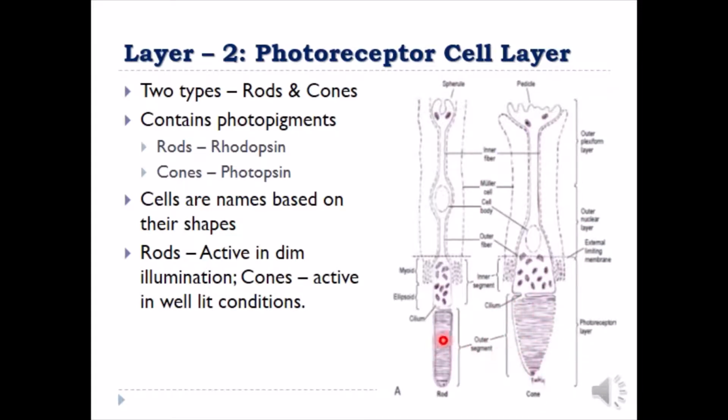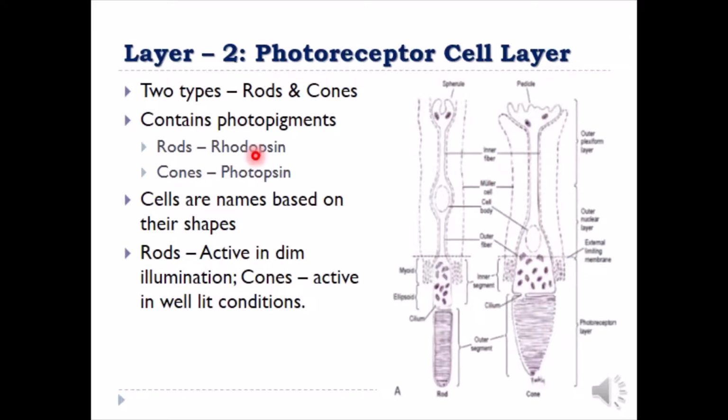Okay, so this is the outer segment of a rod and the outer segment of a cone, and even the inner segment has a similar shape. So why the name? It is because of the shape of the cells. So you have rods and cones, and these rods and cones also have specific pigments.